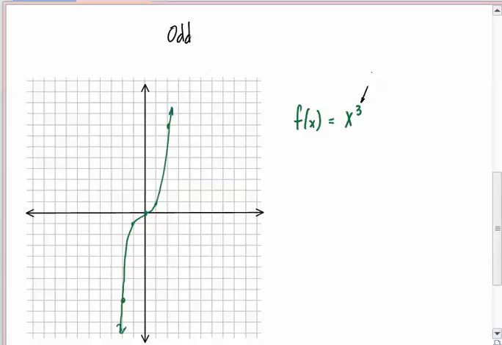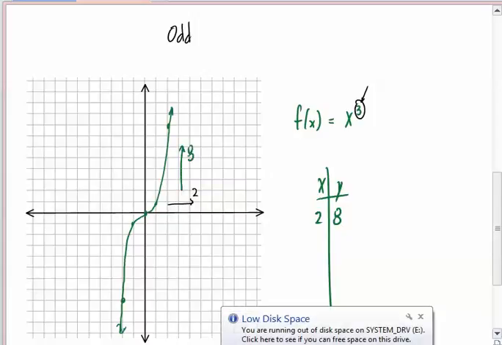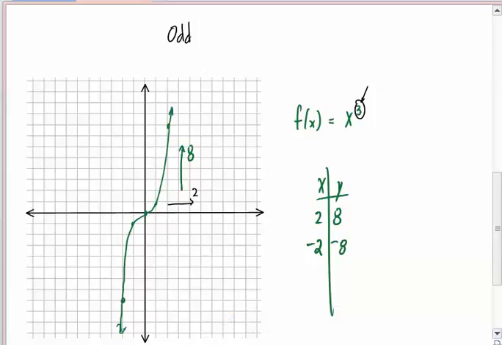The reason that this has to do with the symmetry is this. Let's say I put a 2 into this function. Let's go ahead and make a table of values and let you see it. If I put in a 2, I'm going to get out an 8. If I put in a negative 2, though, this time, I'm going to get out a negative 8. So putting in a negative 2 is not going to give me the same y value. It's going to give me the opposite y value.